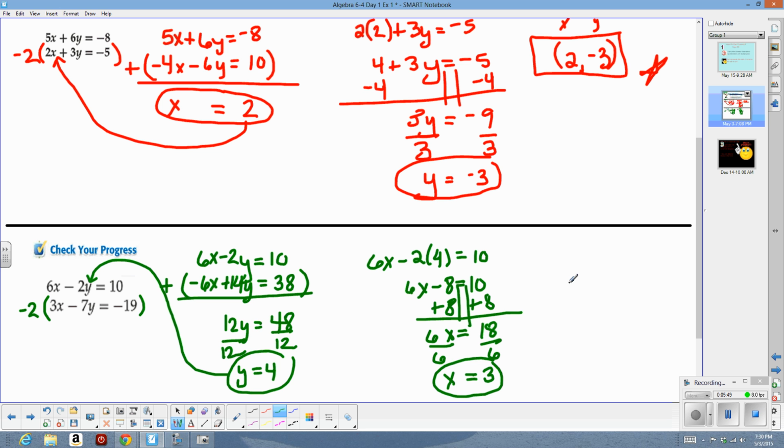Now we write it as an ordered pair with the x value followed by the y value. The answer to the system is 3, 4. Once again, you can check this by plugging in 3 for x and 4 for y into both equations, and it should work out.